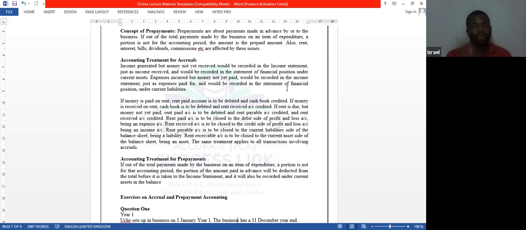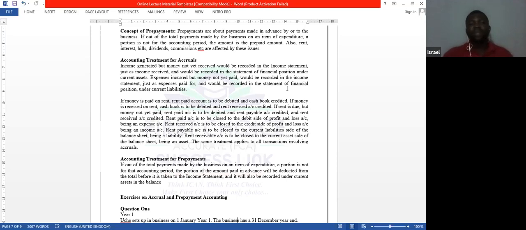Then we can now have the payment. The payment, like I said, is this: out of the total payment made by the business on an item of expenditure, a portion is not for that accounting period. The portion of the amount paid in advance will be deducted from the total before it is taken to the income statement. It means that the money you are paying is not for that period.